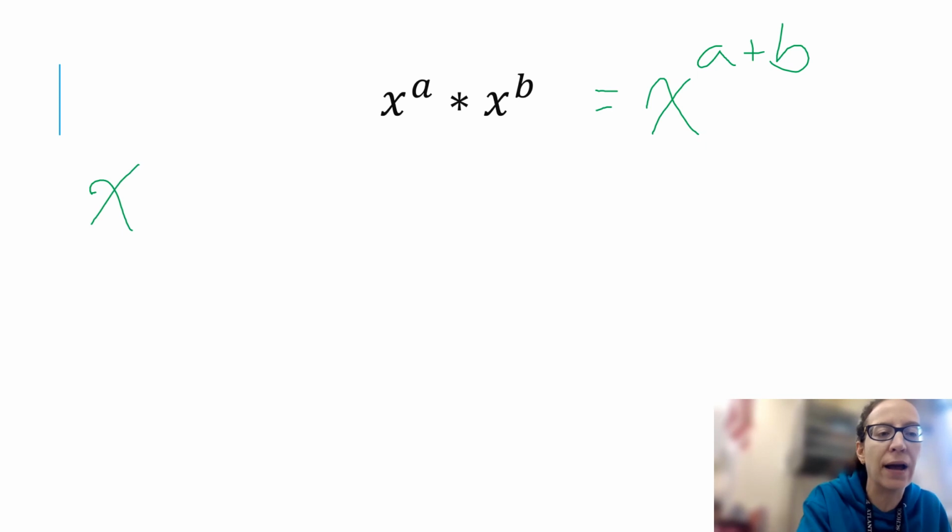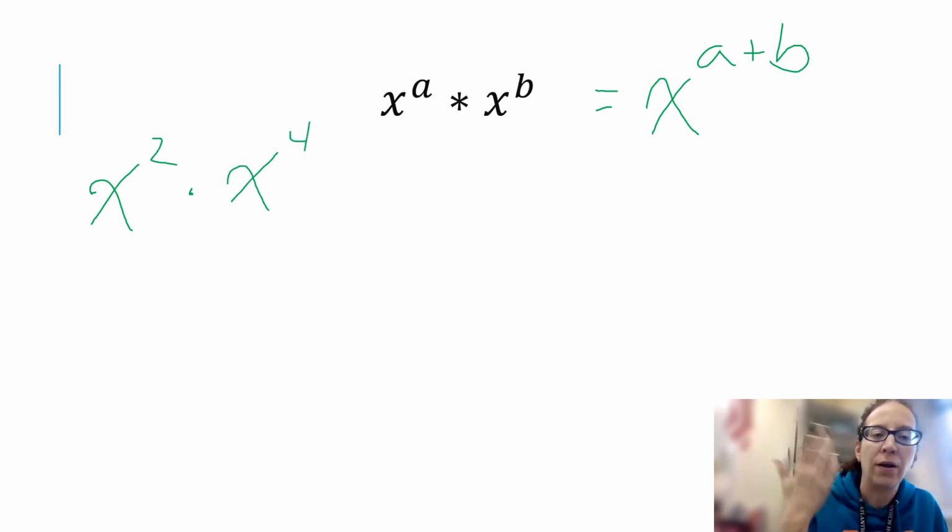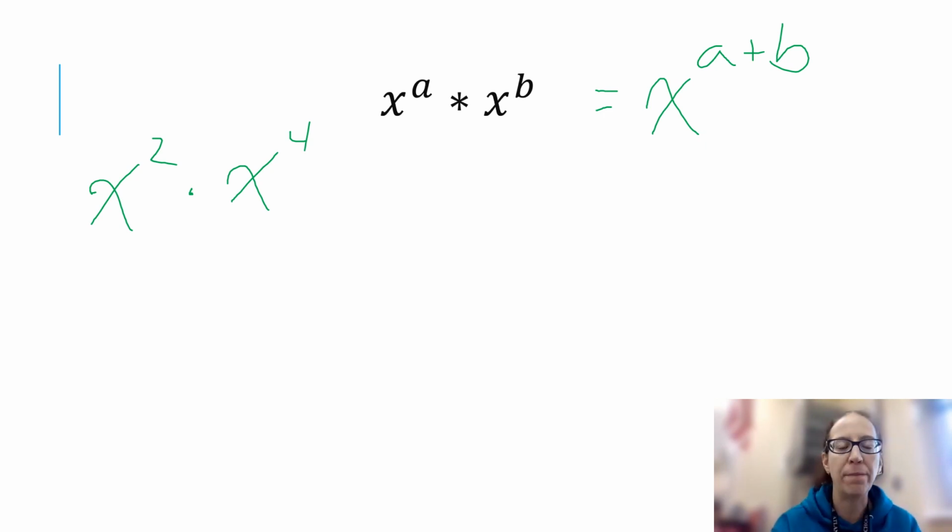What about x squared times x to the 4th? And you're like, man, what should that be? Should that be x to the 8th? Should that be x to the 6th? I don't know. What we're about to do is go back to that definition.